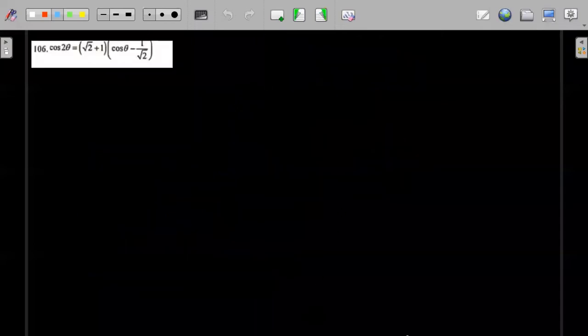Fine. Okay. Next, solve this one. Cos of 2 theta is equal to root 2 plus 1, cos of 1 minus 1 by root 2.